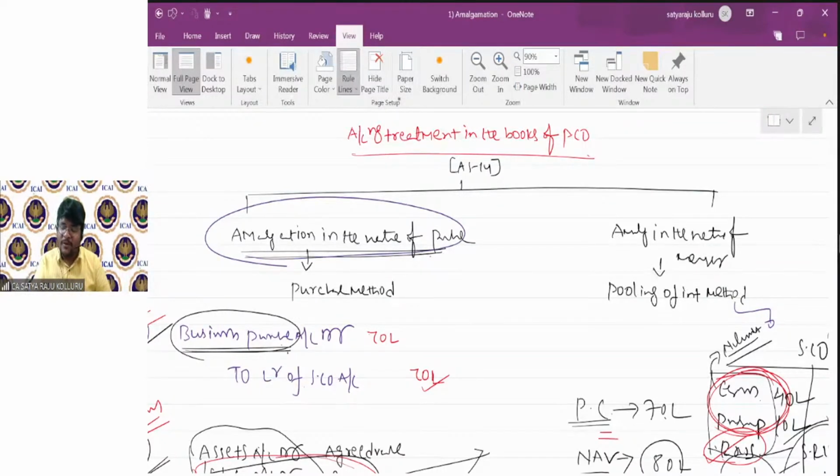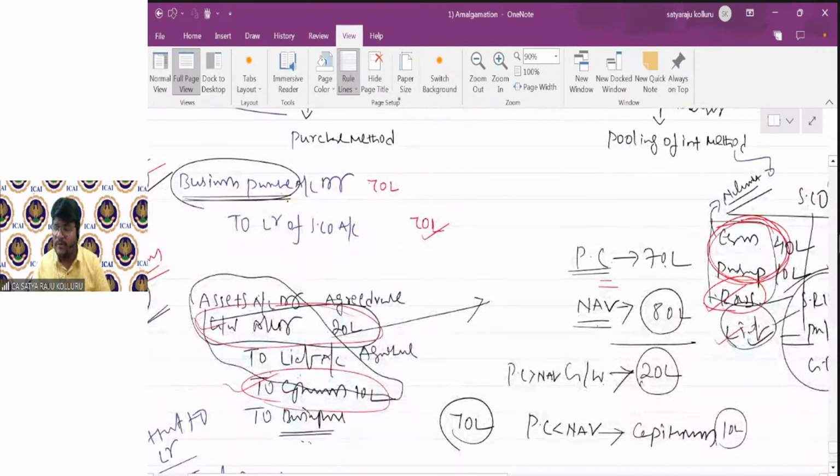In case of merger method also, the first entry is the same, there is no difference. In the second entry, we need to incorporate assets and liabilities. In case of purchase method, all assets and liabilities we need to incorporate at agreed values only. Now the assets at agreed value minus liabilities at agreed value, we can call it NAV. This NAV we need to compare with PC by nullifying the business purchase account, that is by crediting the business purchase account.